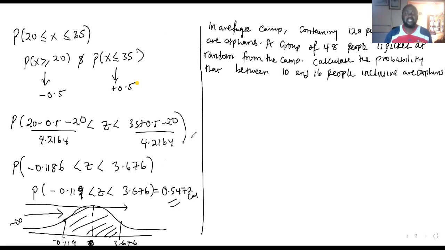Now, guys, let us look at this example. In a refugee camp containing 120 people, exactly 30 are orphans. Where is Ukasha? Ukasha, are you there? Yes, sir, I'm there. Read for me the question. Ukasha, read the question. A refugee camp containing 120 people, exactly 30 are orphans. A group of 48 people is picked at random from the camp. Calculate the probability that between 10 and 16 people inclusive are orphans. Ukasha, what is our success?